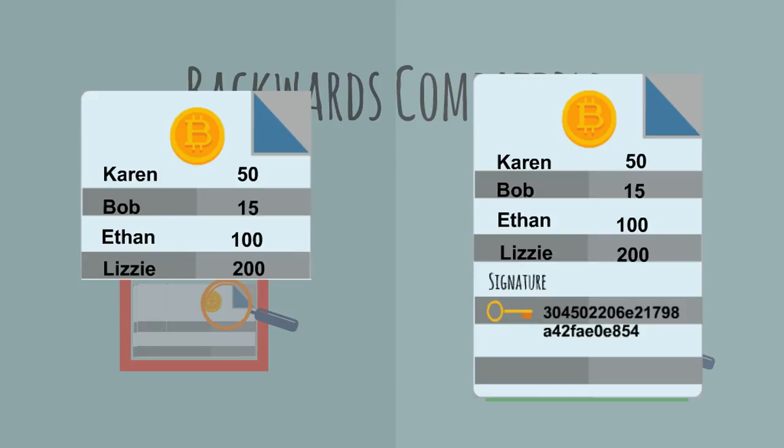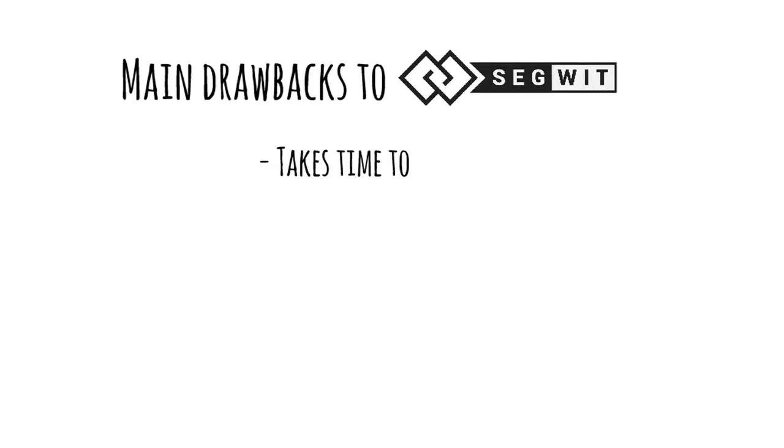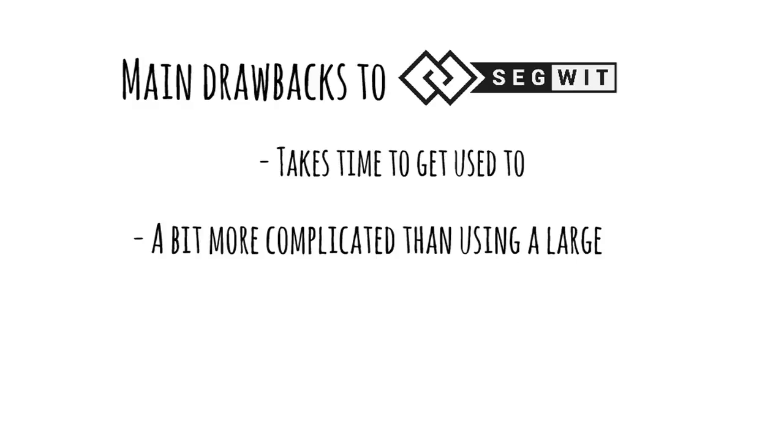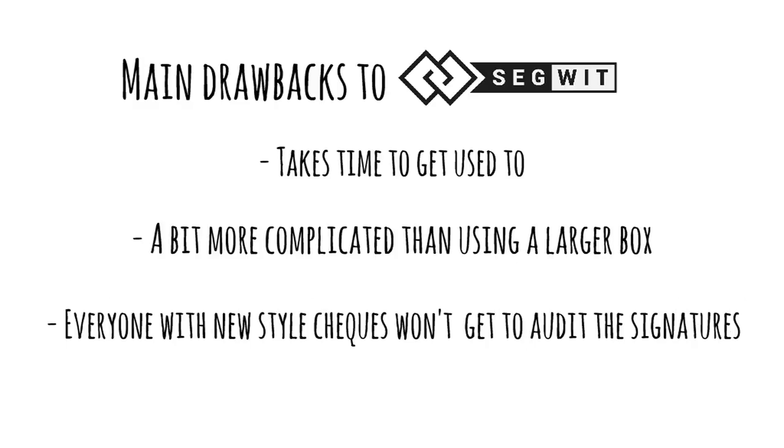The main drawback to SegWit is that everyone will have to get used to the new style of checks before we see some gains in throughput. It's also a bit more complicated than just making everyone use a larger box. Additionally, everyone receiving the new style checks but using a smaller box won't get to audit the signature since they won't receive them. Bitcoin is using the new check solution.